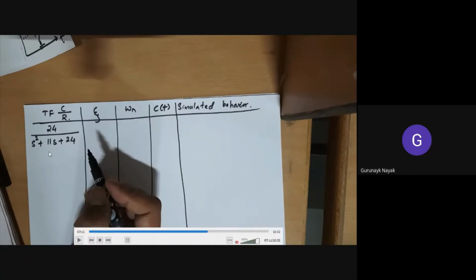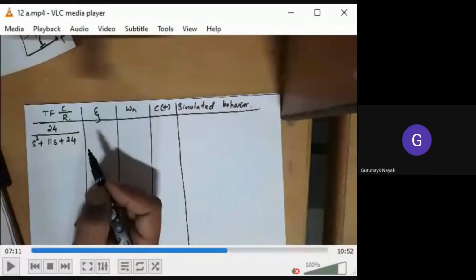What are the roots of this system? Can anyone tell me? The roots are 3 and 8, correct? I mean minus 3 and minus 8, sorry, because the denominator you can rewrite as s plus 3 into s plus 8. Please correct me if I am wrong. Can we write the denominator as s plus 3 into s plus 8? Yes, sir.